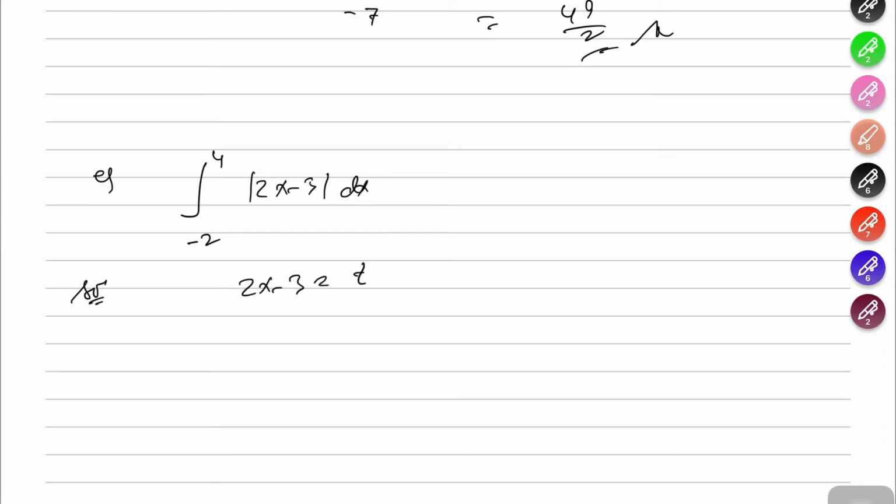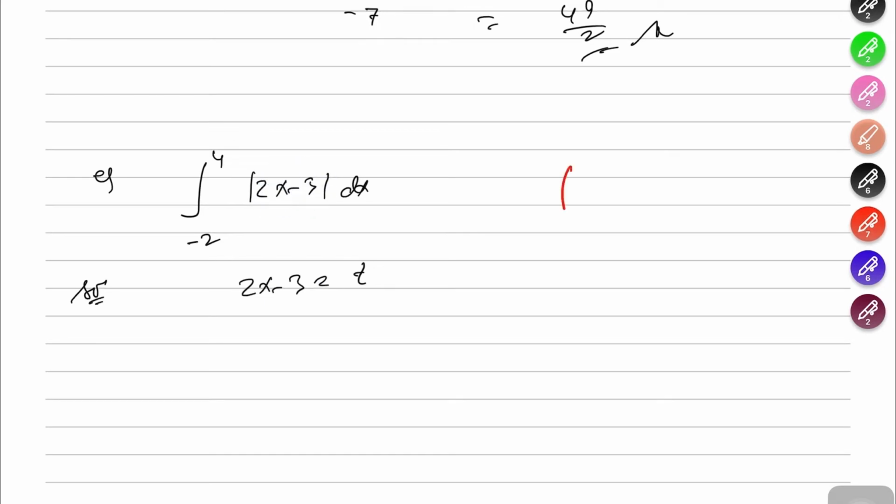I see that many people are given formulas to solve such problems. Why unnecessarily memorize that formula? Just go with the logic; it takes 1 or 2 seconds. Just assume 2x minus 3 is equal to t. Why do I assume this? Because then the expression inside the modulus will be in a standard form.